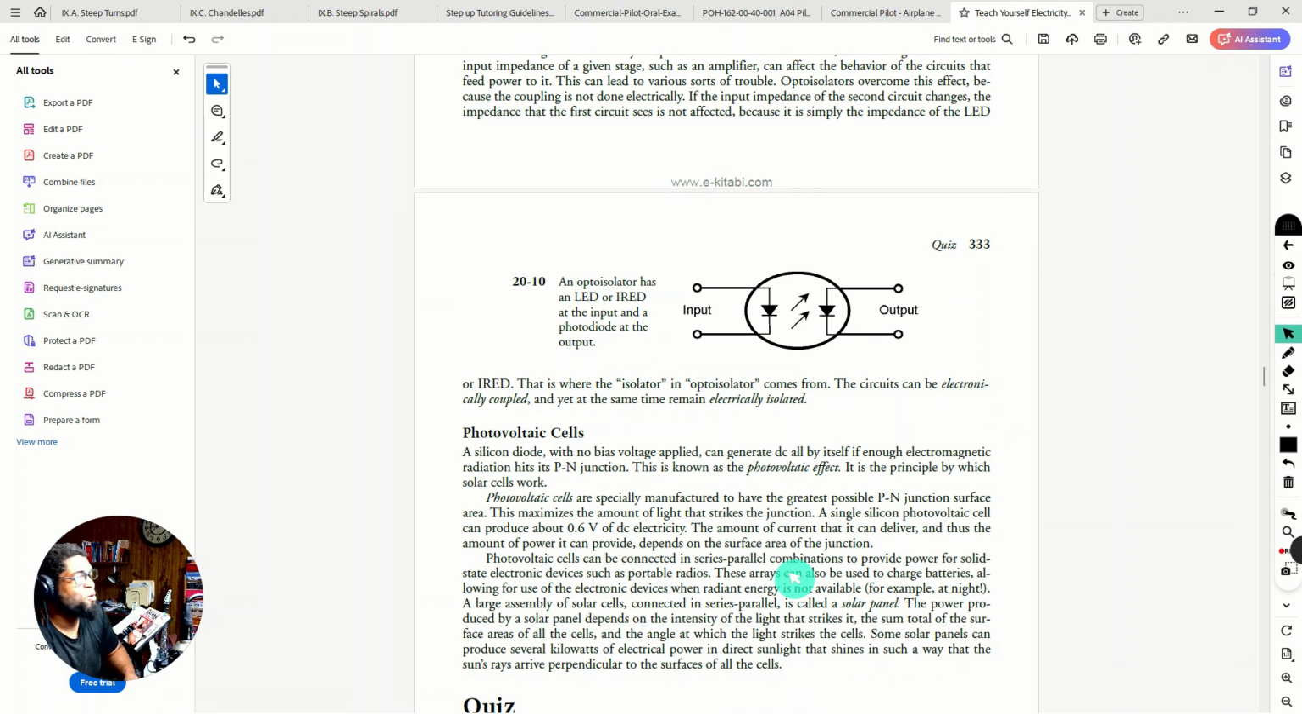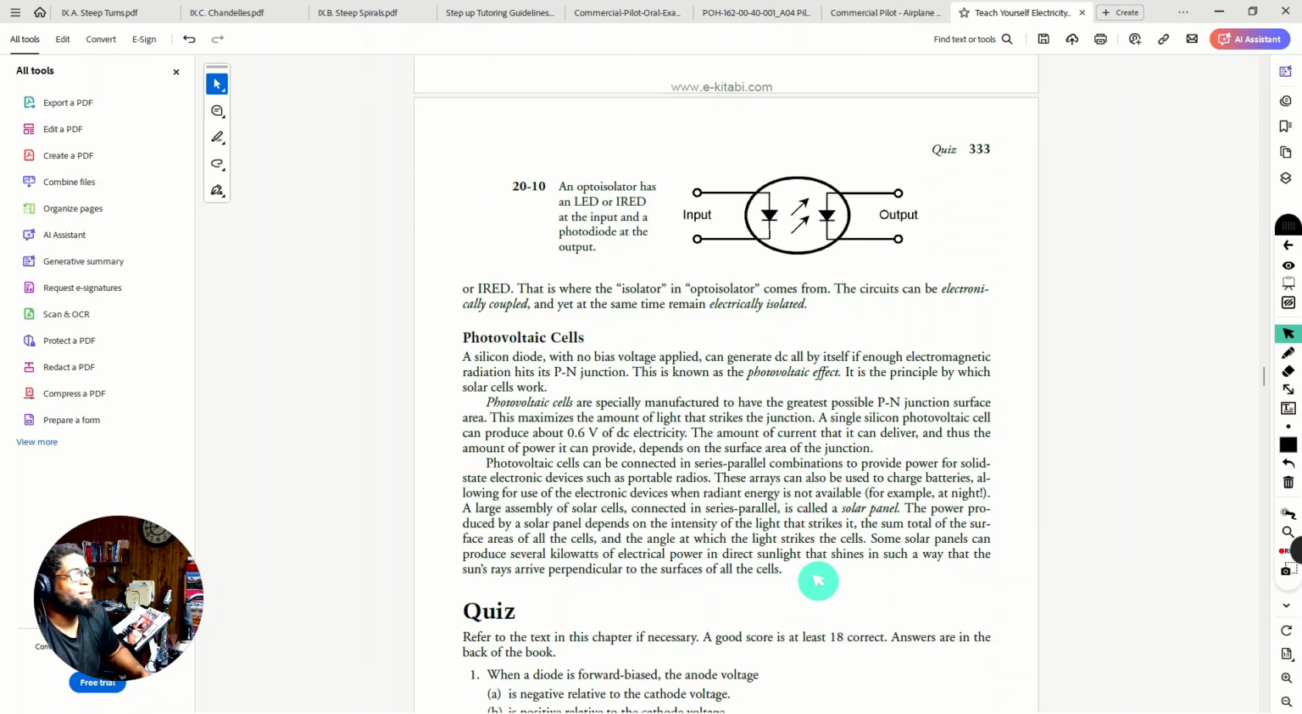Then he goes into photovoltaic, which is basically our solar panels. So not too much there to talk about. I think everyone's pretty familiar with solar panels. Again, if there's anything here you want me to talk about in more detail, I will.